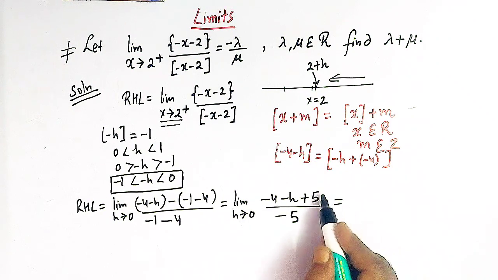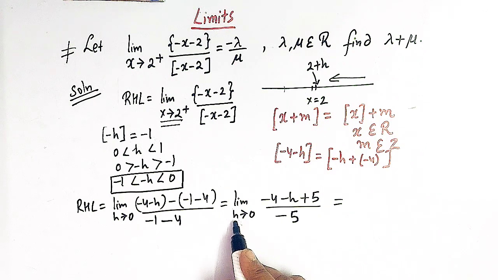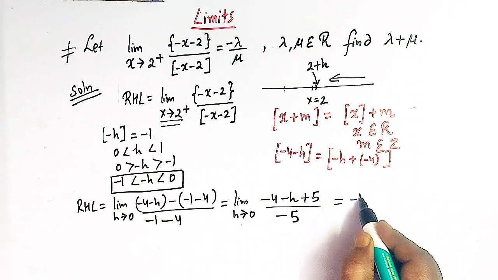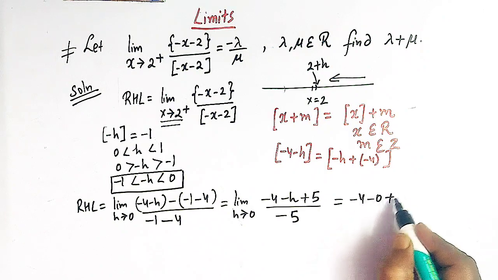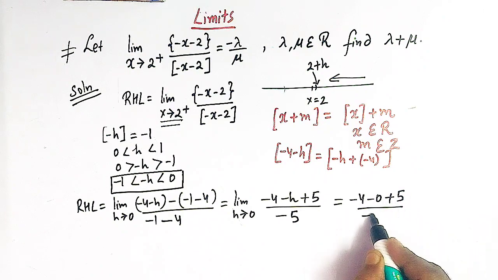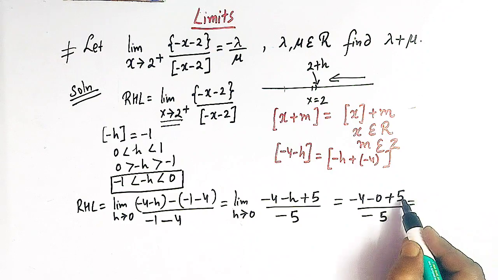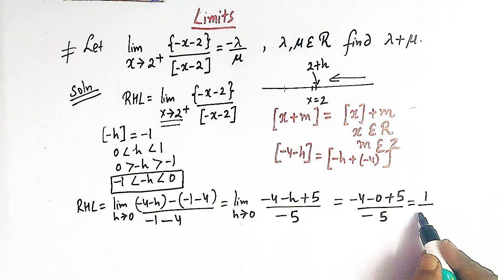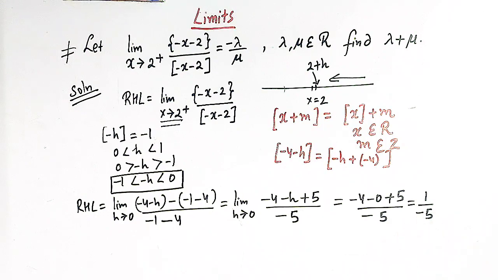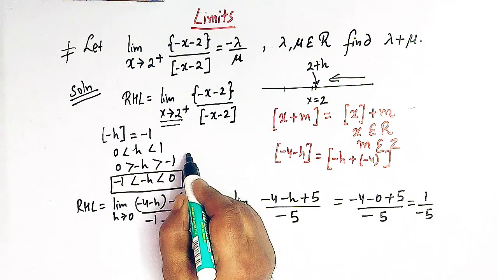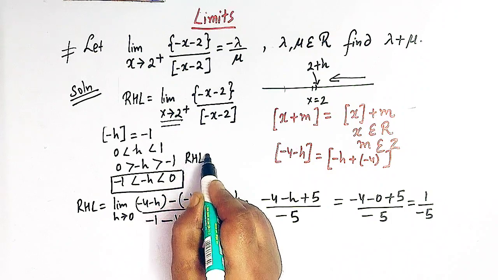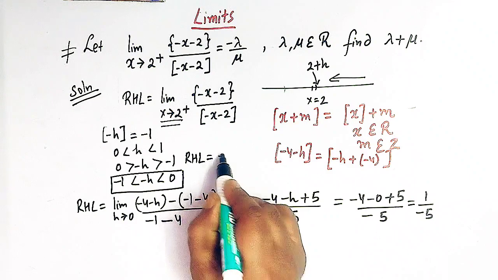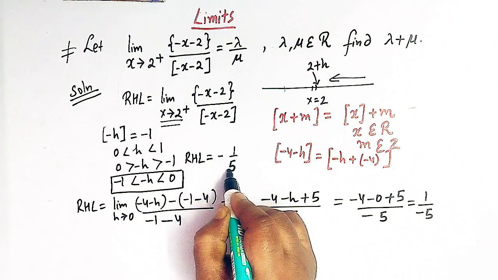Now we have a simple expression, and we can take h equal to 0. So we have minus 4 minus 0 plus 5, divided by minus 5. So 5 minus 4 is 1, and here we have minus 5. So our right hand limit, that is this limit, is equal to negative 1 over 5.